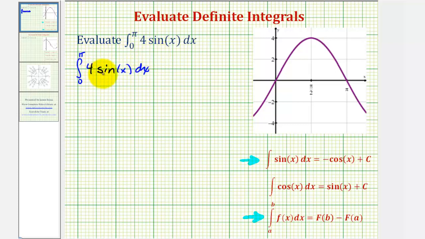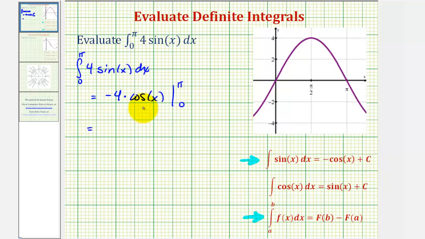And the antiderivative of 4 sine x is going to be equal to 4 times the antiderivative of sine x, which we see here is equal to negative cosine x. So we'll have negative 4 cosine x, and now we'll evaluate this at the upper and lower limits of integration. Remember, when performing definite integration, we don't have to include the constant of integration because it would cancel out.